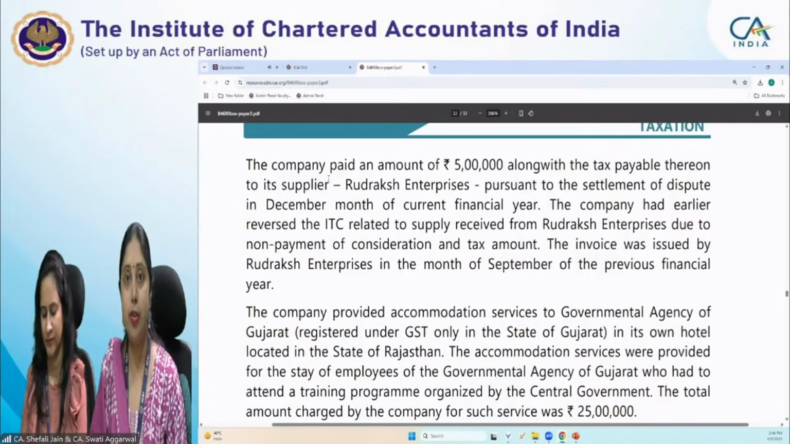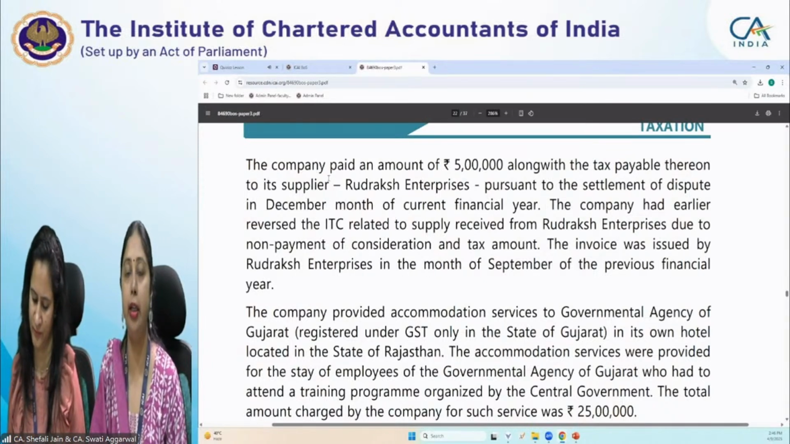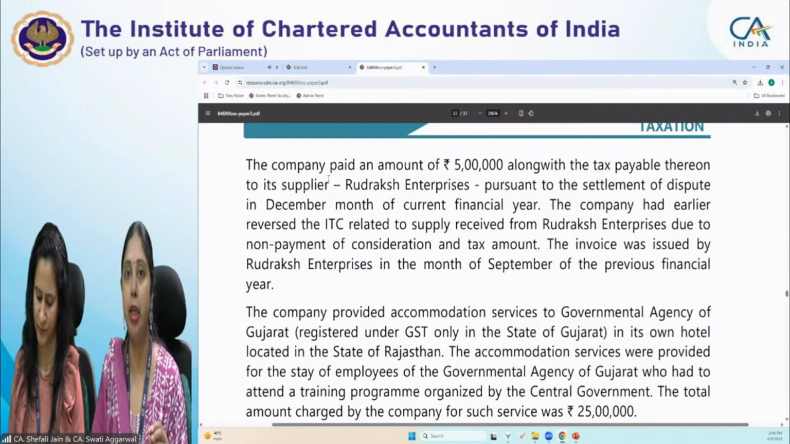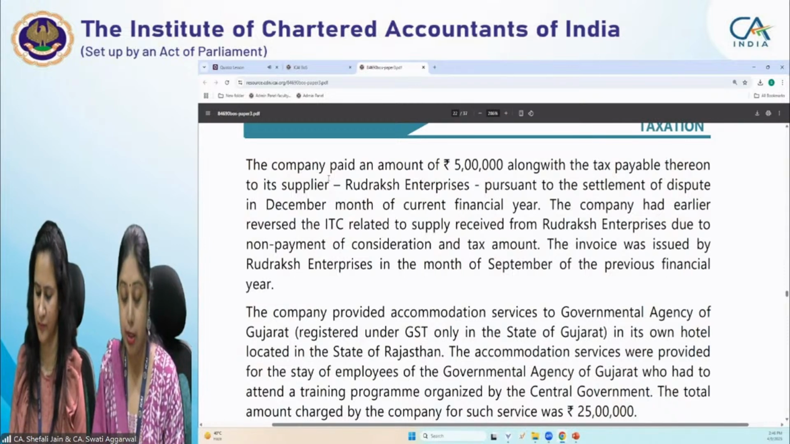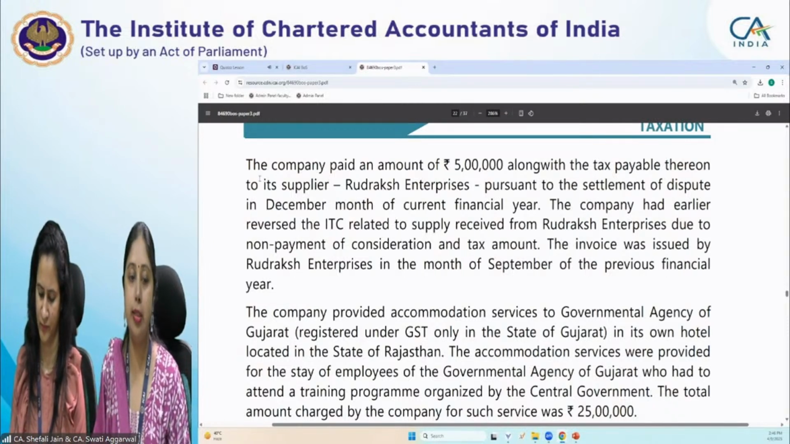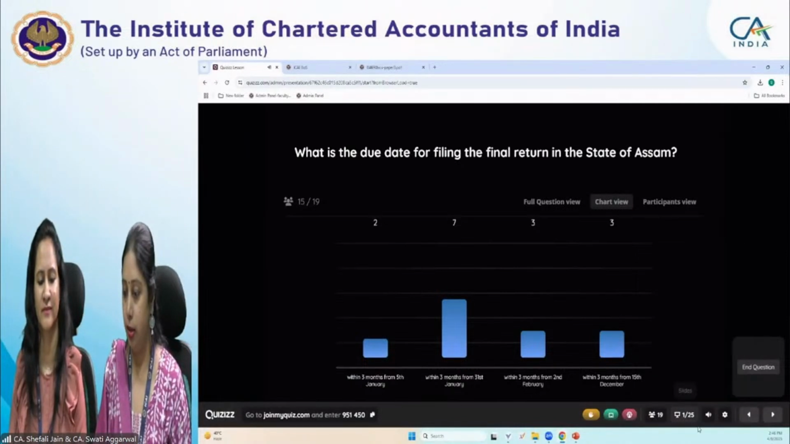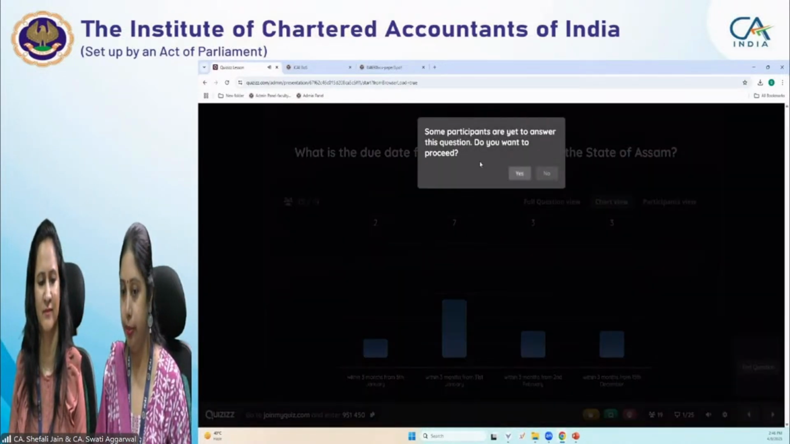Now, the invoice by Rudraksh Enterprises was issued in the previous financial year because that amount pertained to the previous financial year. In the month of September itself, Rudraksh Enterprises had issued the invoice, but the company did not pay the amount or the tax, and in this financial year, in December month, it paid the consideration along with tax. Now, let us see the question pertaining to this particular information, which is there on your screen.